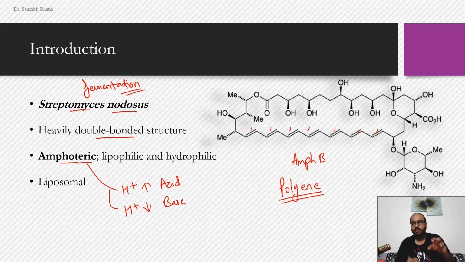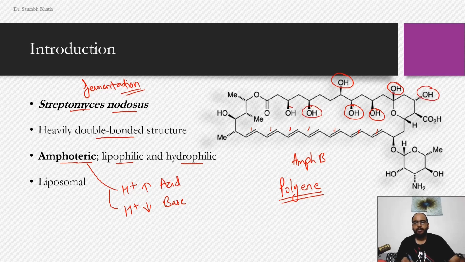Now, from Streptomyces nodosus, two molecules were isolated, amphotericin A and B, and A was not that efficacious in treating fungal infections. B was much better. So amphotericin B is a drug that we are more familiar with now. The structure has both lipophilic and hydrophilic areas. Now see that these are so many hydroxyl groups.